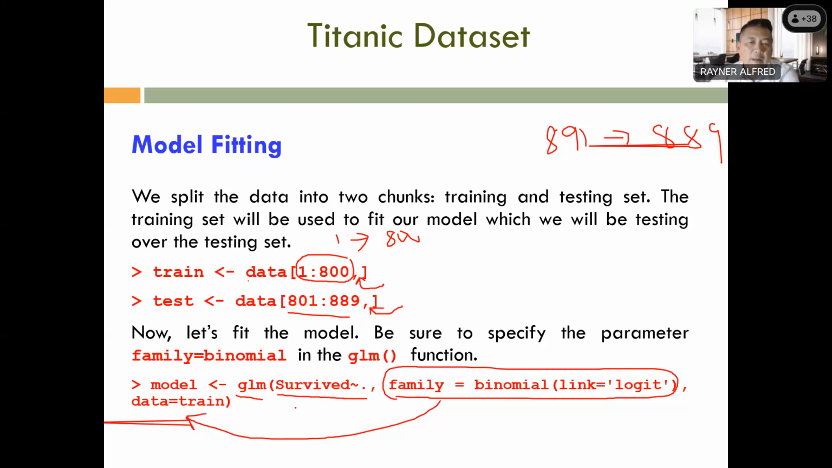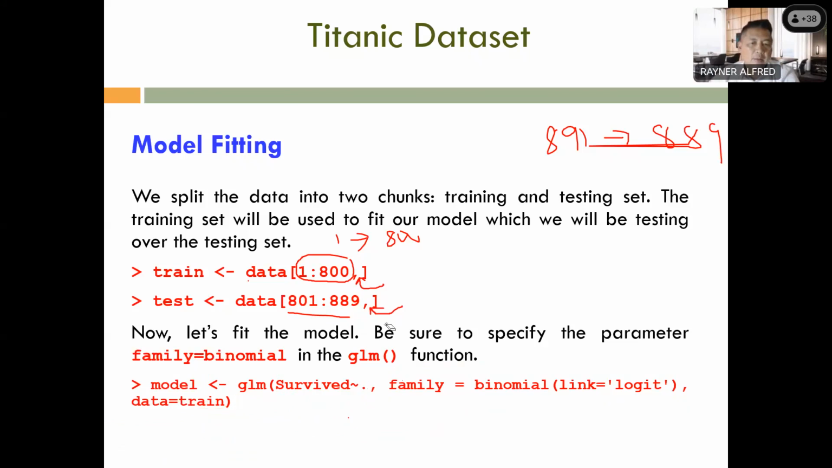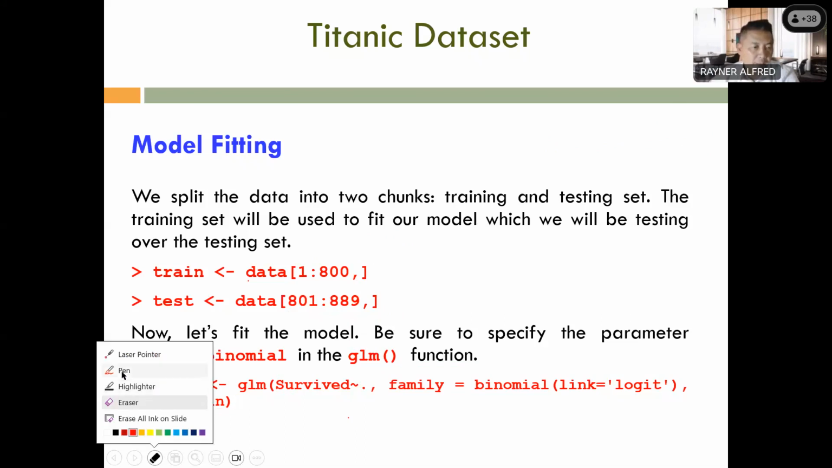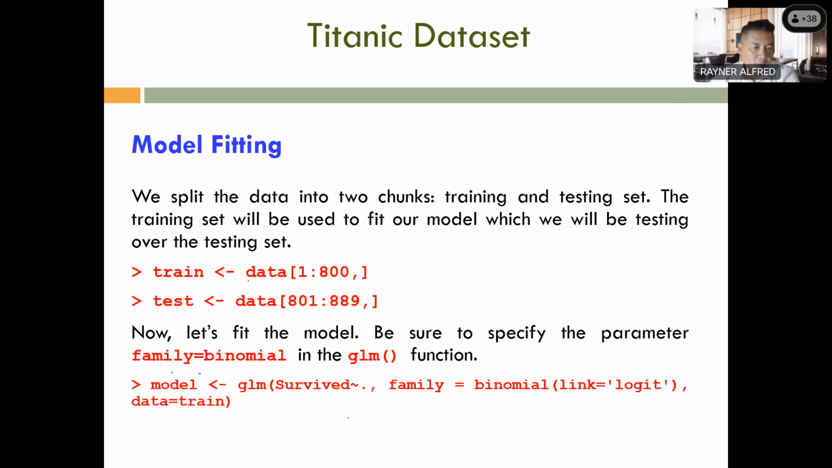So survive will be the dependent variable, and we model using all the data that we have. The dot here refers to all the columns that we have in our data in the train. Once we model them, the output that we get will be stored in this model. So the output of the modeling is stored in here.